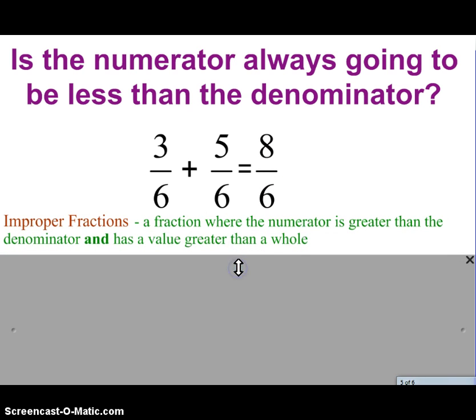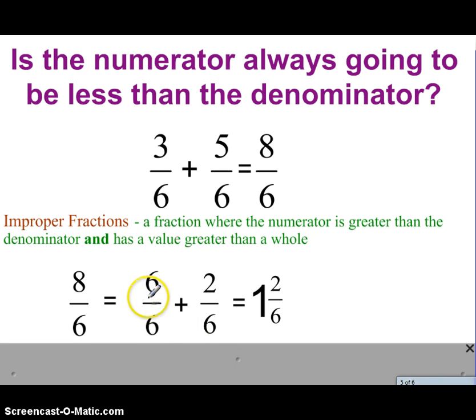They're called improper fractions. An improper fraction is when a fraction has a numerator which is greater than the denominator, and that gives it a value greater than a whole. 8/6 is more than 1 whole. How much more than a whole? Well, let's look at that.